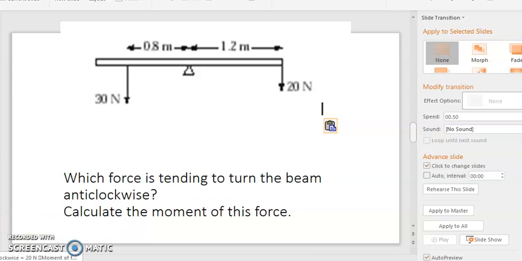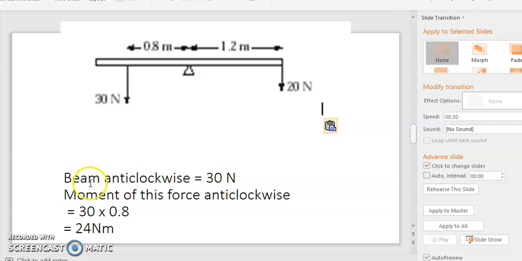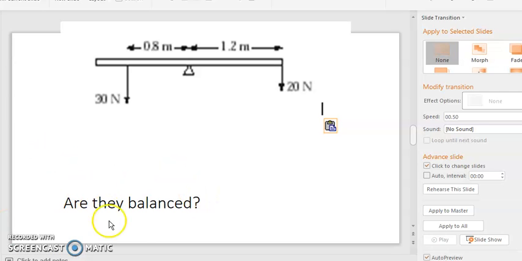And then the next question asks which force is tending to turn the beam anti-clockwise, and to calculate the moment of this force. The force turning the beam anti-clockwise is 30 N, and the anti-clockwise moment, which is F times D, where F is 30 N and D is 0.8, gives you 24 Newton meters. And then, are they balanced?